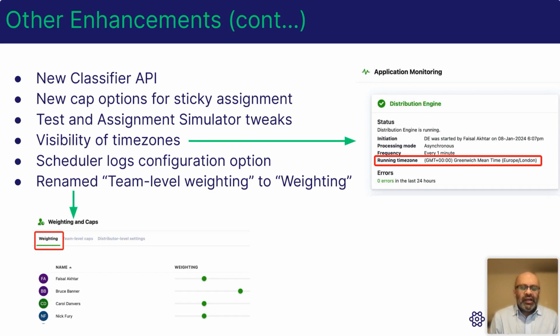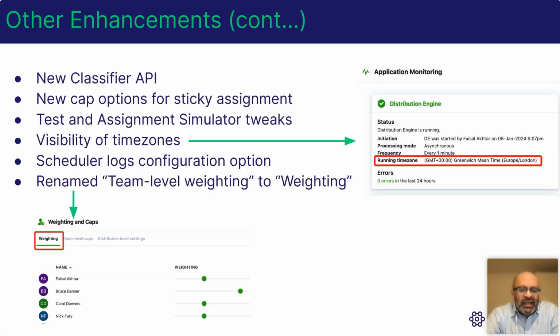So let me finish off by highlighting some of the other improvements we've made in our latest release. So we've introduced a new API, which allows records to be classified at any time, not just at creation. And this API allows you to specify which classifier functions you want to use and can also be used within Salesforce flows. We've got new cap options for sticky assignments, which allows for the option to choose between assigning to the next team member or not assigning, if respecting caps, and unable to assign to the current sticky owner.